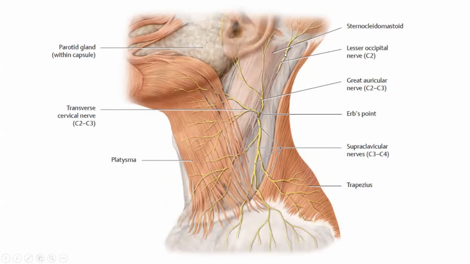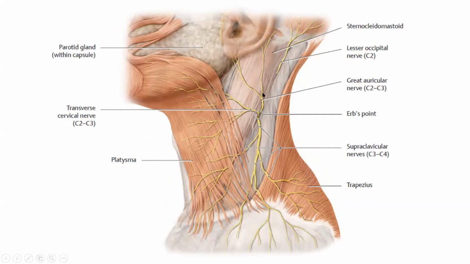The first branch is the lesser occipital, which comes posteriorly and is directed upward, and it supplies the area superior and lateral to the auricle, the supero-posterior part of the head from the auricle, and it arises from C2.